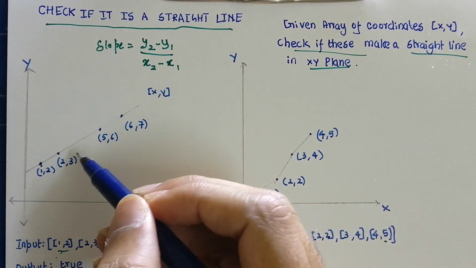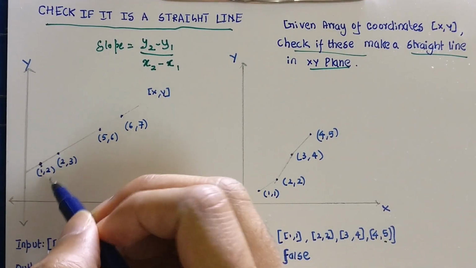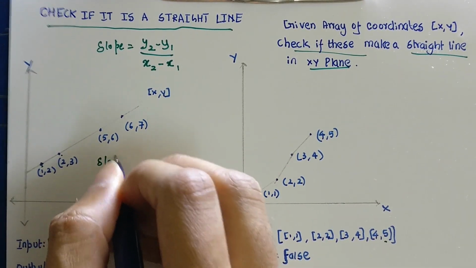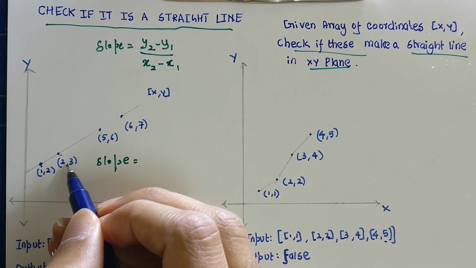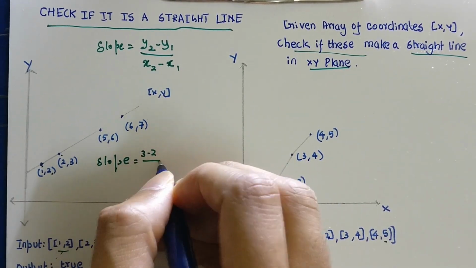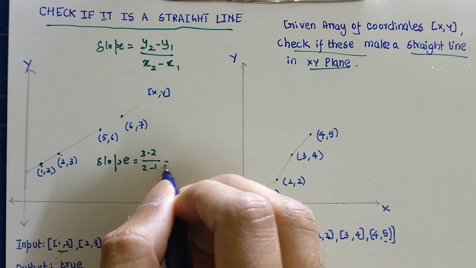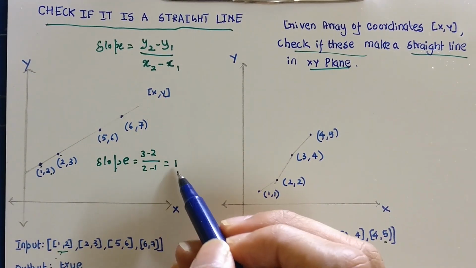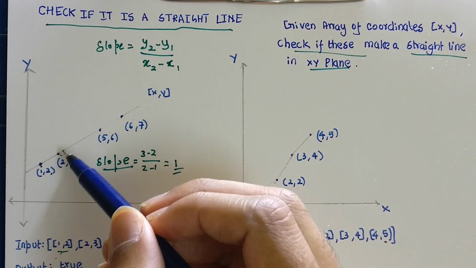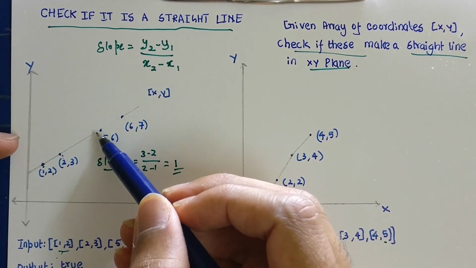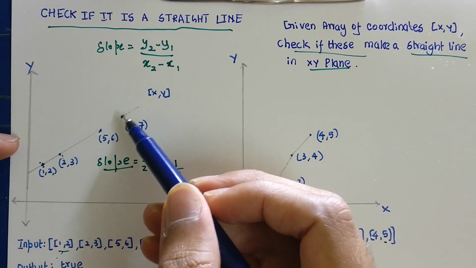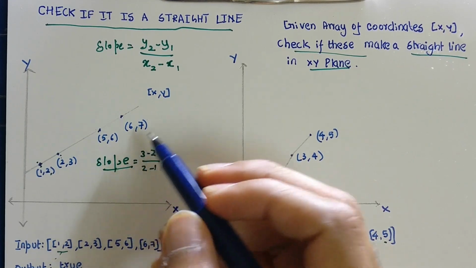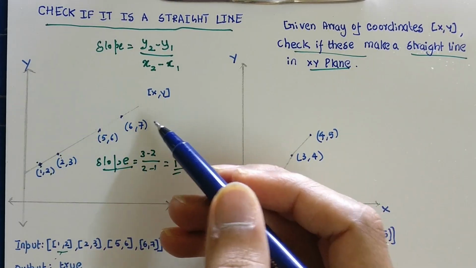First, we calculate the slope with respect to the first 2 points here. Slope equals difference in y coordinates, that is 3 minus 2 by 2 minus 1, which is equal to 1. And we store this in a variable called slope. For every other successive point, we either calculate the slope with respect to the first point or with respect to the previous point or any point. If the slope throughout remains the same, then all these points lie on the straight line. If it differs, then all the points don't lie on the straight line.